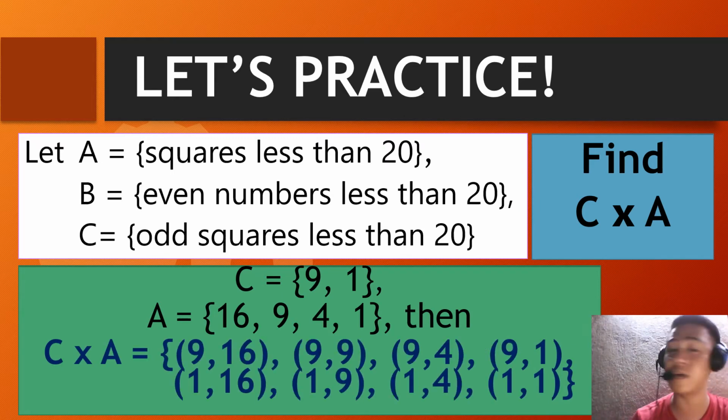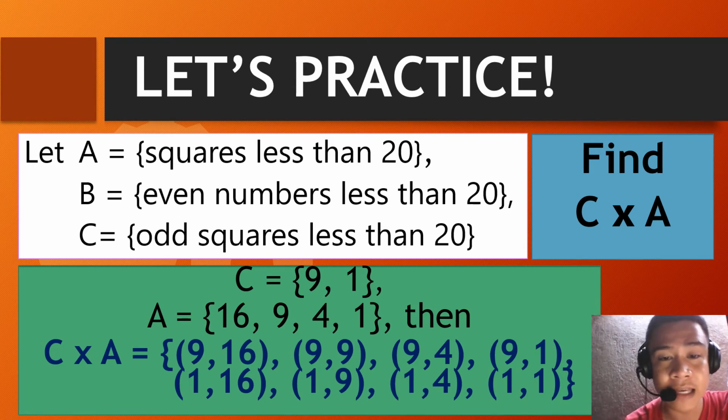C is equal to 9, 1. A is equal to 16, 9, 4, 1. Then, C multiplied by A is 9,16; 9,9; 9,4; 9,1; 1,16; 1,9; 1,4; and 1,1. So that is Cartesian product.